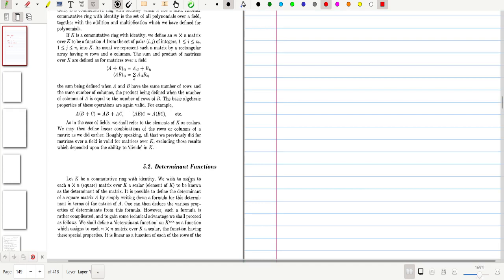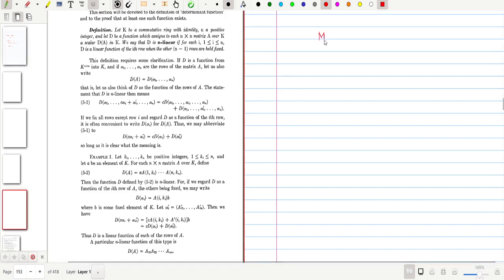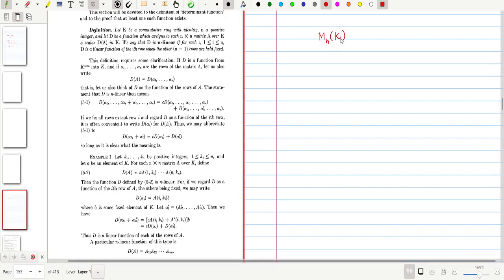So first of all, we define the determinant function. In order to define the determinant function, we will first define an n-linear function on the set of all n by n matrices. This is the definition. Let K be a commutative ring with unity or with identity, n a positive integer, and let D be a function which assigns to each n by n matrix A over K a scalar D(A) in K. That means we consider the set of all n by n matrices, M_n(K), over a ring K. This K can be the set of all reals, complex numbers, integers, etc. So we define a function from this to K.